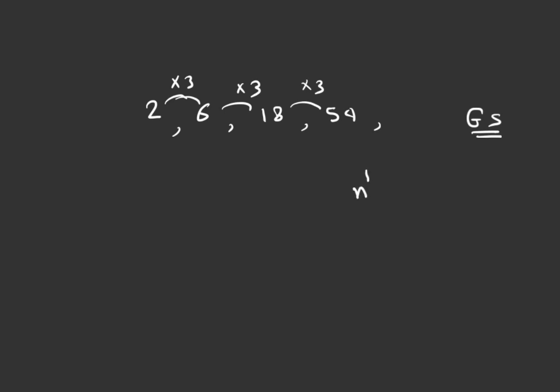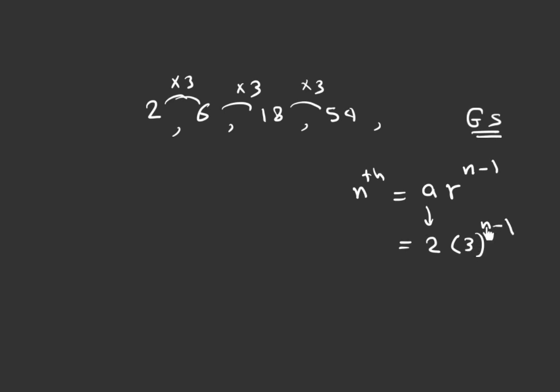The nth term equals A, which stands for the first term also, times R, which is the number you multiply by each time, to the power n minus 1. So in this case, we have 2, the first term, and R is 3, since we multiply by 3 each time, to the power n minus 1. And you can check your answer.